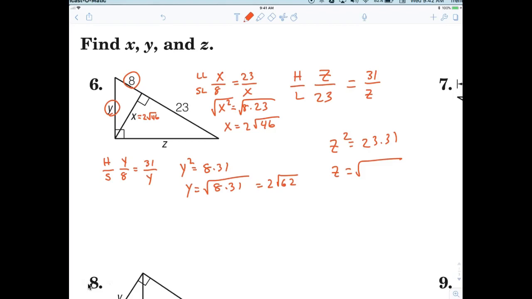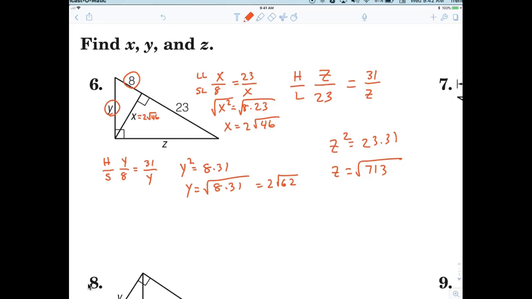which is 690, what is that, 713? Is that right? Somebody do that real quick because I may have made a mistake. 23 times 713. All right. Z is the square root of 713.